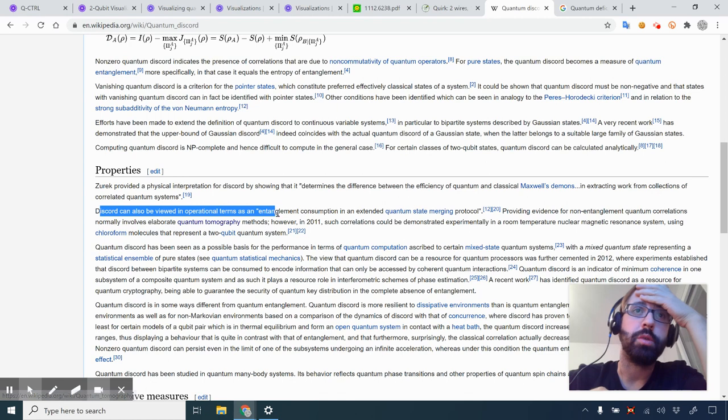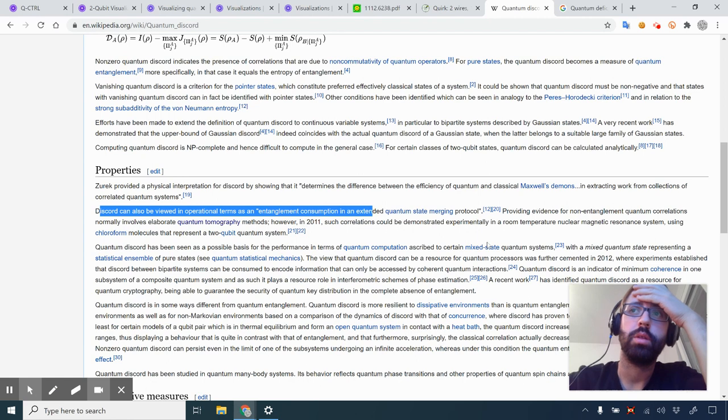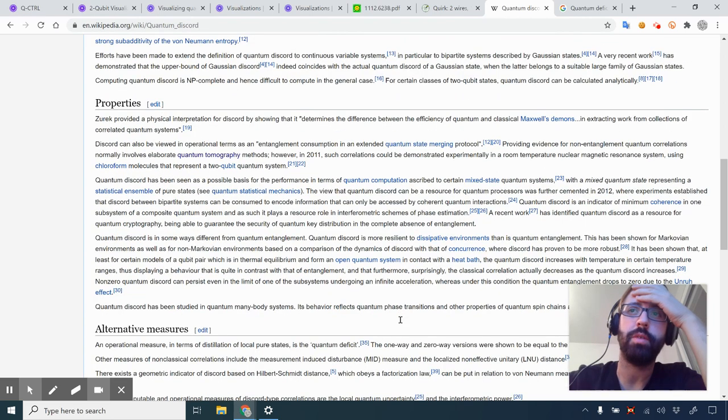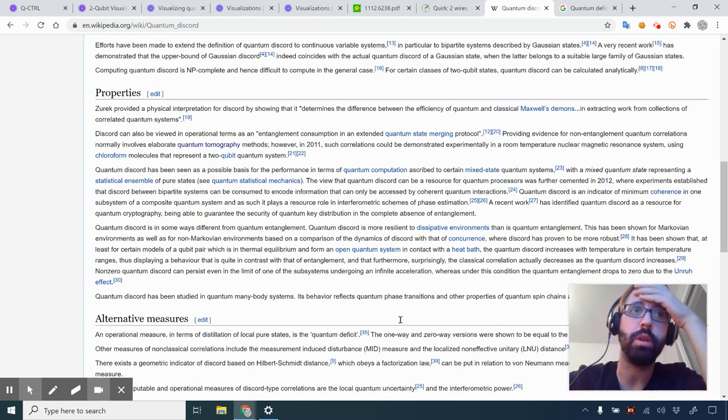Discord can also be viewed in terms of entanglement consumption in an extended quantum state merging protocol. Quantum discord is in some ways different from quantum entanglement. Quantum discord is more resilient to dissipative environments than is quantum entanglement. This has been shown for Markovian environments as well as for non-Markovian environments.